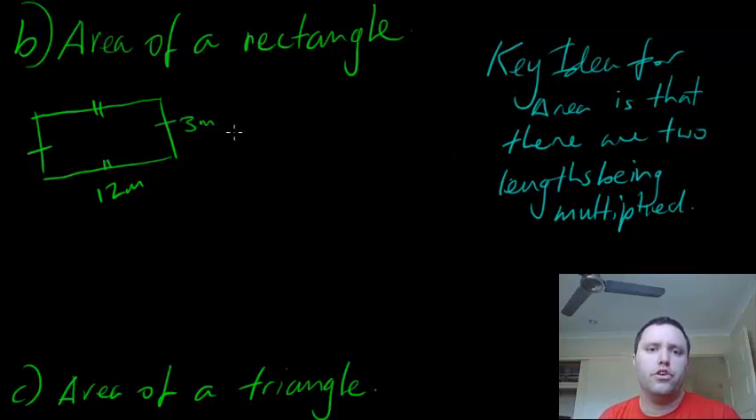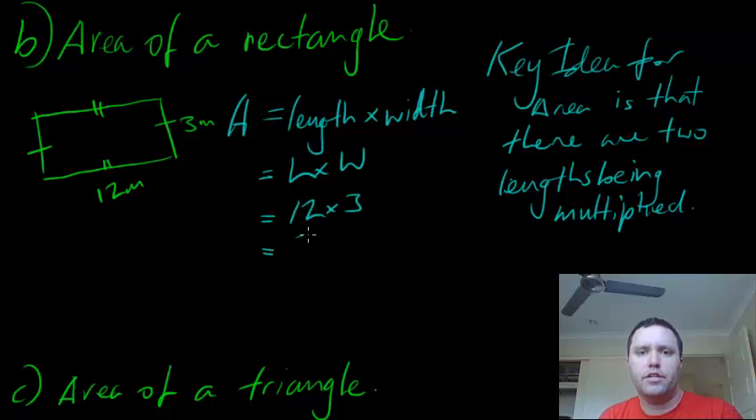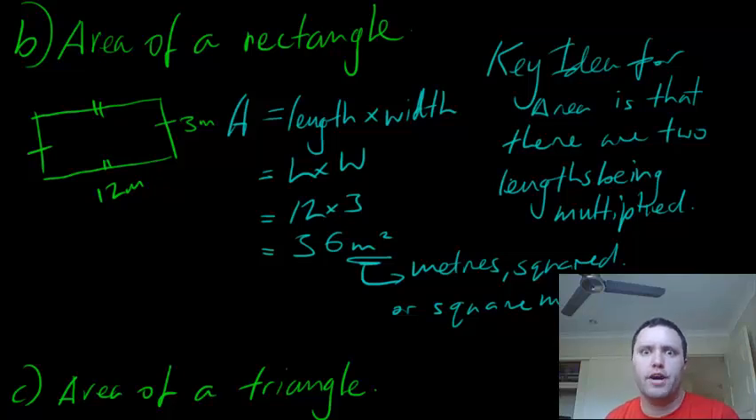So, area of a rectangle, most of you will know as the length times the width of the rectangle, so L times W is fine. We have 12 times 3, which is equal to 36 meters squared. Now this unit here, we can say as meters squared or square meters, not meters 2 or anything crazy like that.